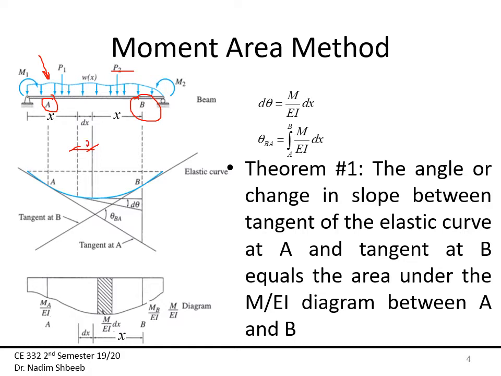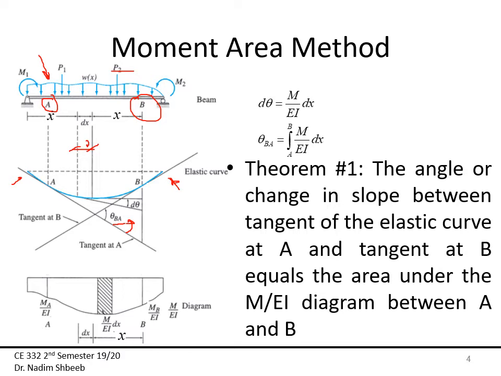I'm drawing a tangent at point A, which is this right here, and I'm drawing also a tangent at point B, which is right there. Okay, now the angle between the two tangents I'm going to call theta BA, which is telling me that this is the angle or the theta B measured from the tangent A. So I'm measuring it from this tangent, so that's why it's called theta BA.